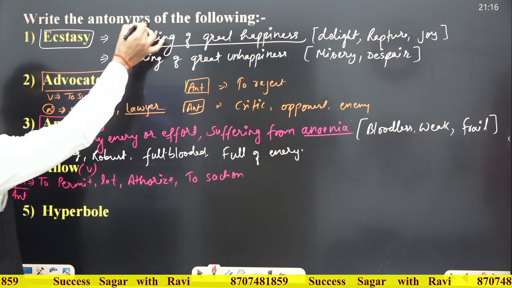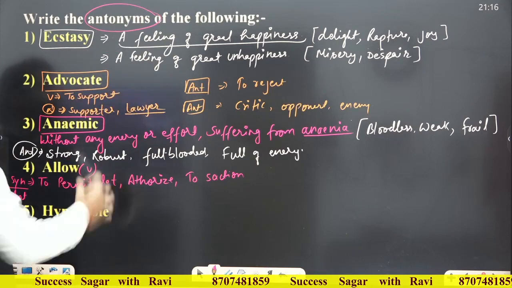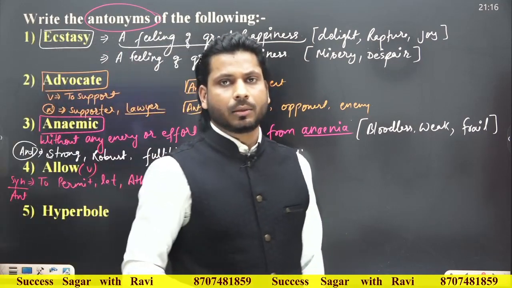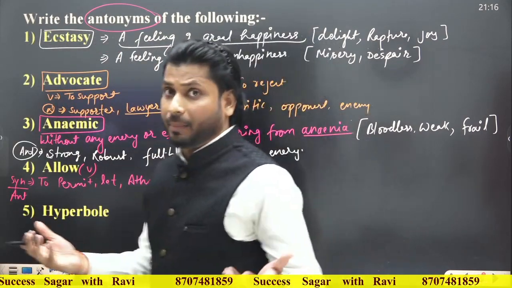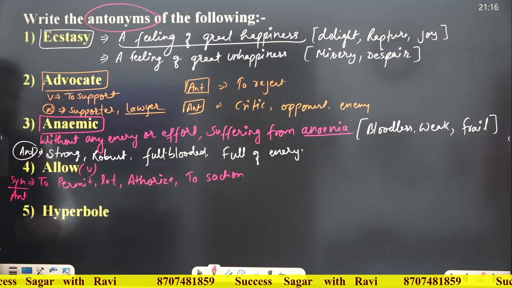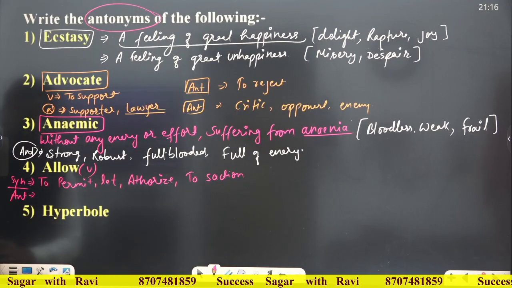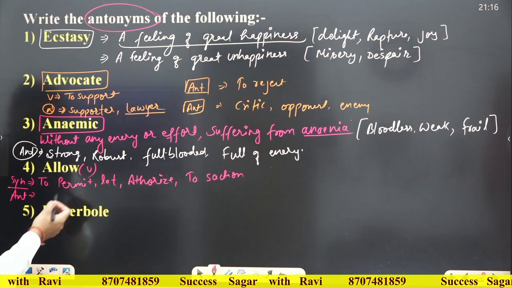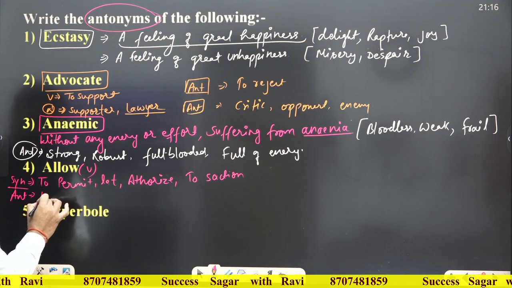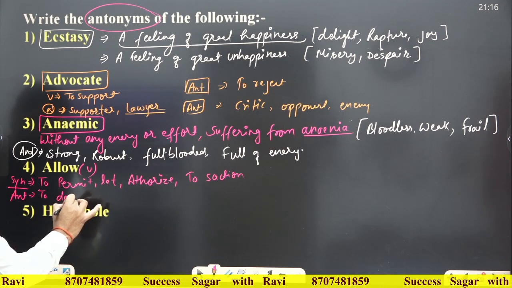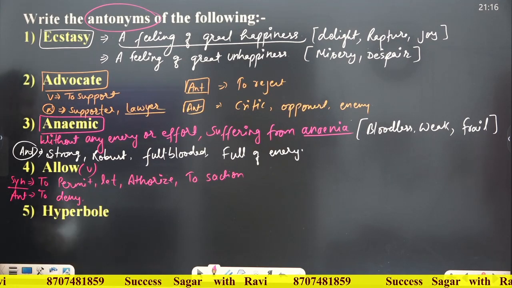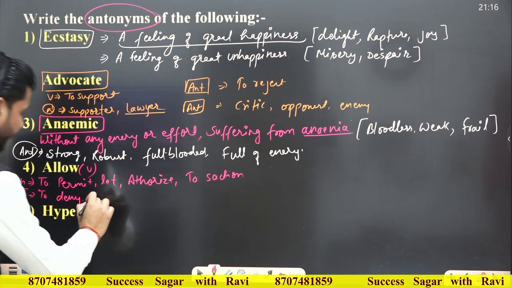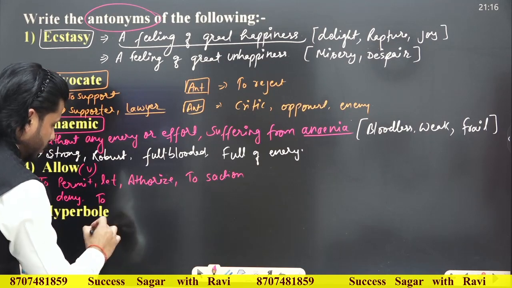Actually, in the question, it is asked only antonyms, but I am writing synonyms also so that you can be aware of both the terms. Anything can be asked in your paper. Ji, what about this one? To allow. So what about this one? Antonym, opposite word. To deny. Right. To deny. It should be there. To prevent. You don't allow someone. You prevent.